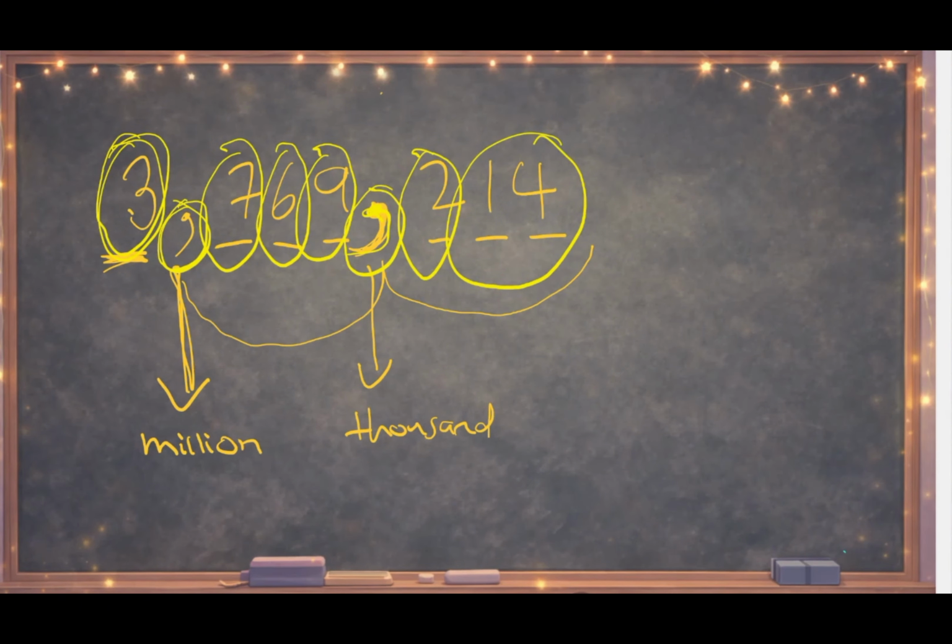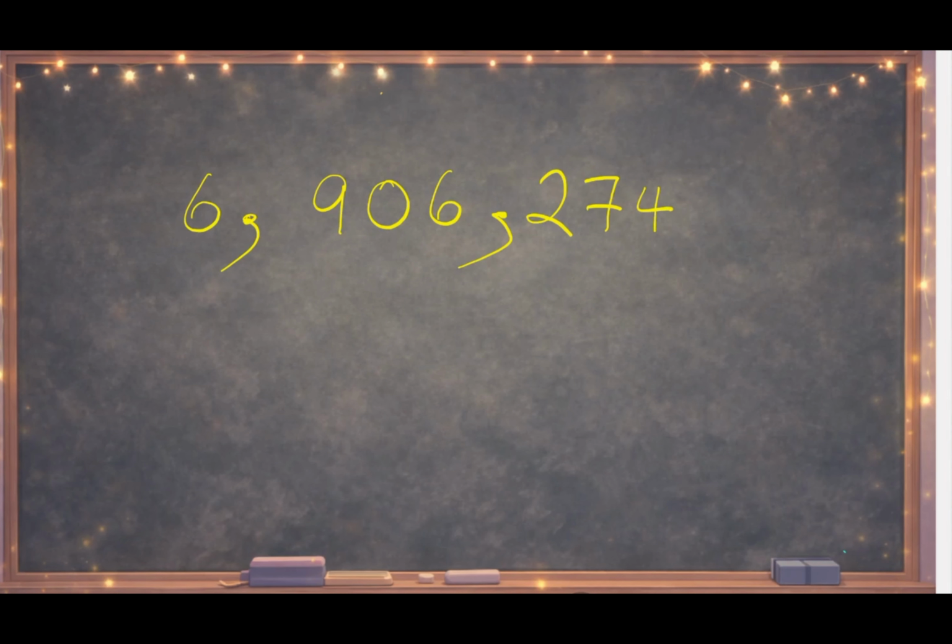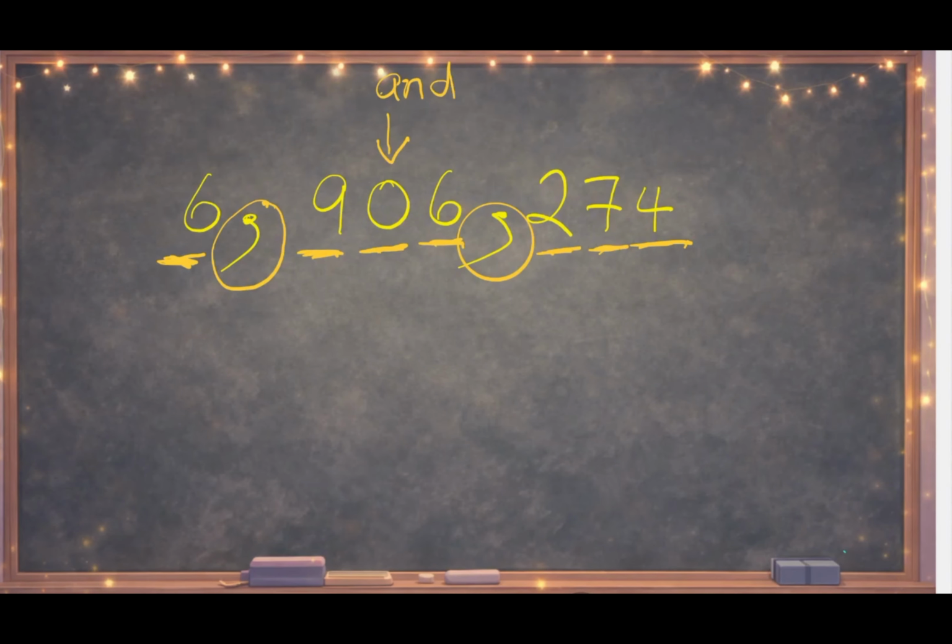Shall we have a go at another question? Please pause the video and have a go at reading the number. Let's go through it together. 6,906,274. When you have a 0 in between the numbers, we usually read it as and. So instead of saying 906, we say and 906,274.